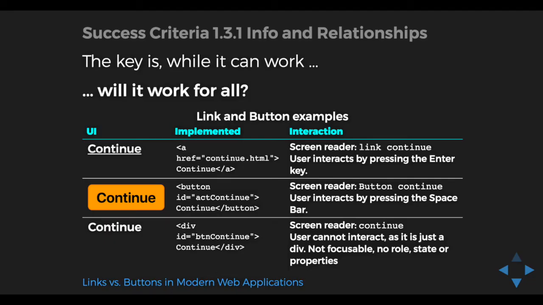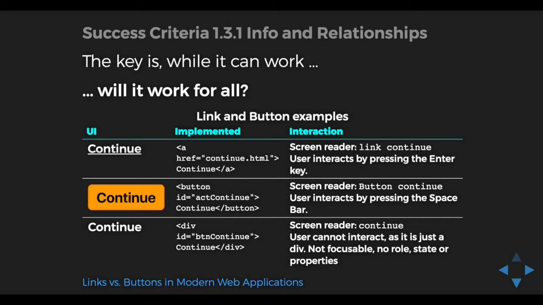So for instance, here's an anchor tag with an href. This continue link here. Screen reader reads link continue. And they can interact with it using the enter key. The continue button is a button. Screen reader reads it as button continue. The user knows that they can press the space bar to interact with it.